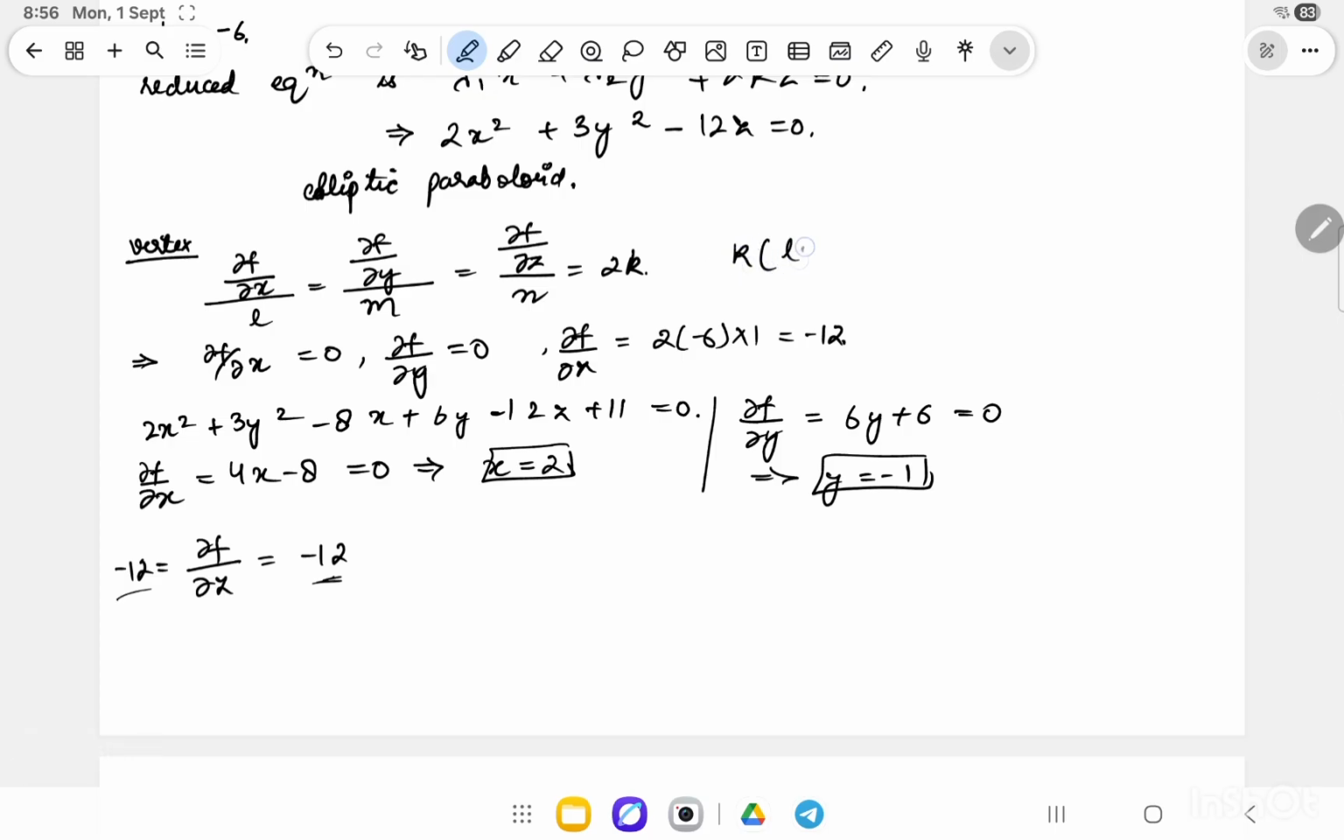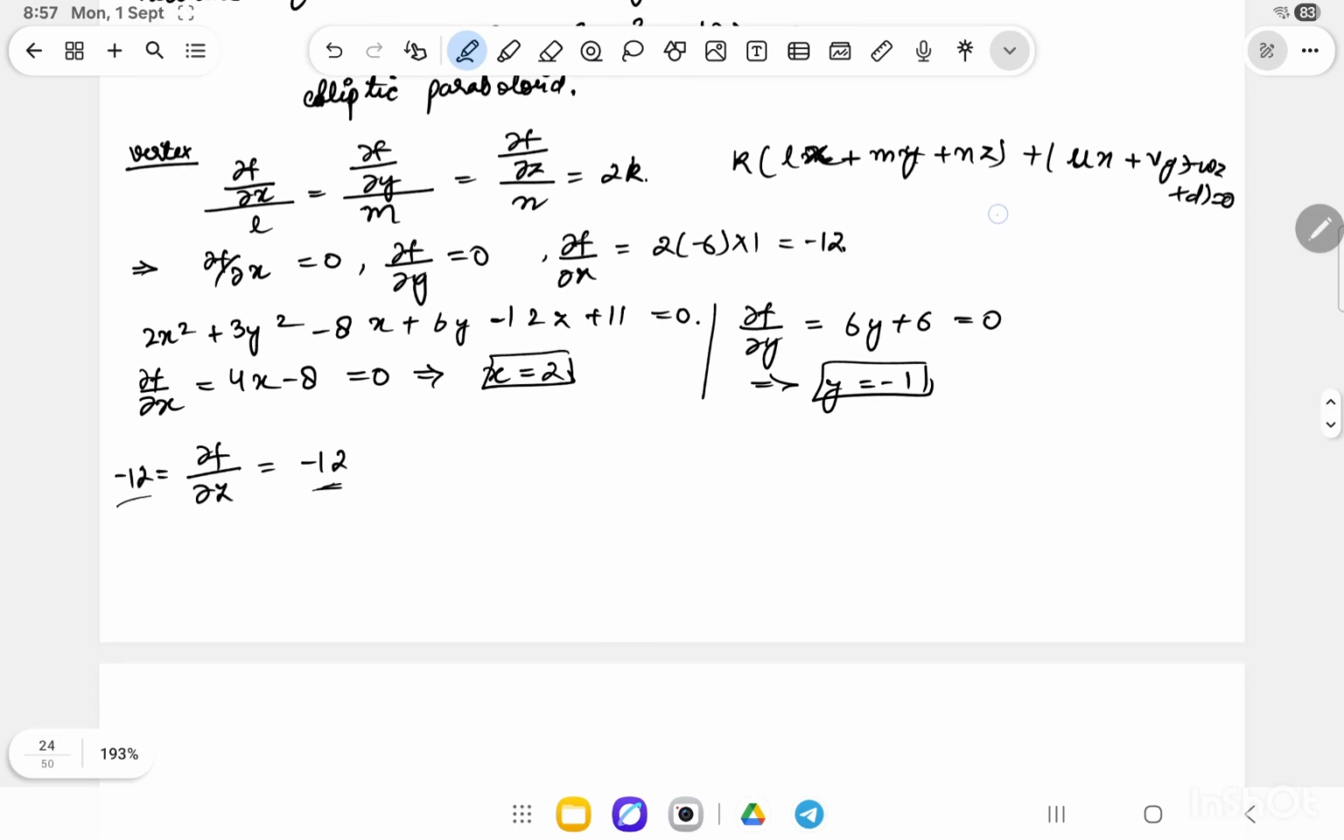that says k into lm plus k into lx plus my plus nz plus lu plus m, it's plus ux plus vy plus wz plus d equals to 0. So let's just substitute value of l, m, n and u, v, w and the other terms in this equation and see what we get value of z as.